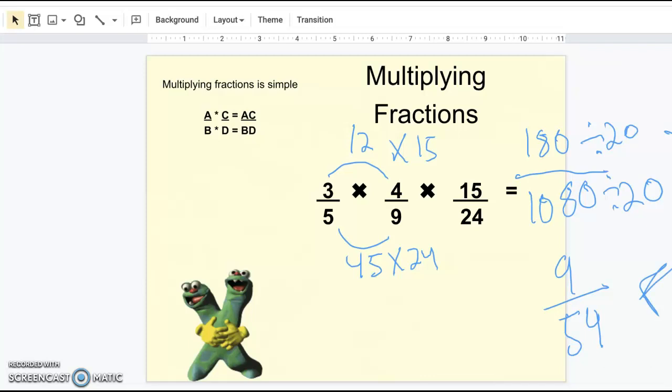Not done yet. 9 over 54. We can continue to reduce this and simplify. So it looks like I shouldn't have used 20. Maybe I should have used a number higher than 20. Maybe 21, perhaps. Okay? Let's figure it out.